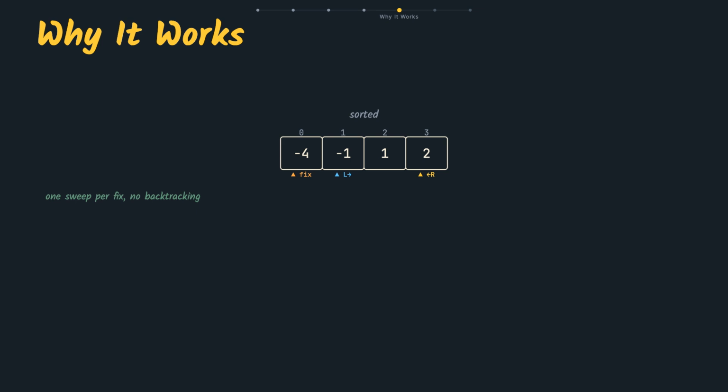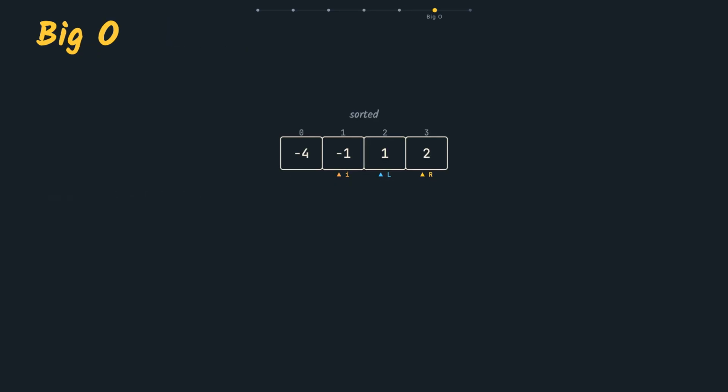Notice what just happened. For each fixed number, the 2 pointers swept the rest in one pass. The sorted order told us which way to move every time. We touch each pair at most once per fixed index. The work grows like the input squared, and the sort is cheaper than that.